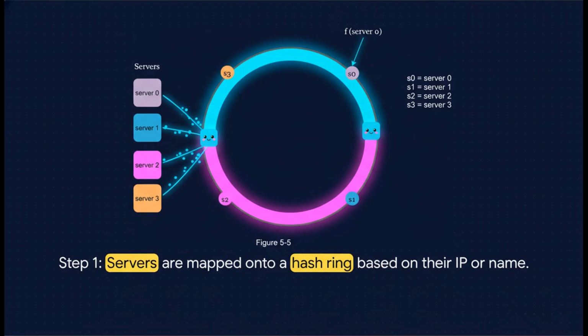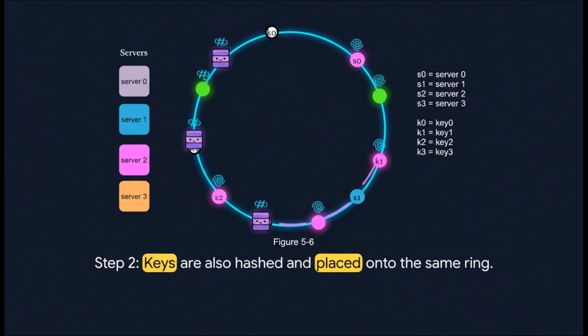Okay, so here's how it works. Step 1. We imagine this abstract circle, a hash ring. We take each of our servers, we hash its IP address or its name, and we place it at that specific point on this beautiful glowing neon ring. Next, we do the exact same thing with our data. We take a key, run it through the same hash function, and bam, we place that glowing data orb at its own unique spot on the very same ring. So now our servers and our keys are all living together in this circular space.